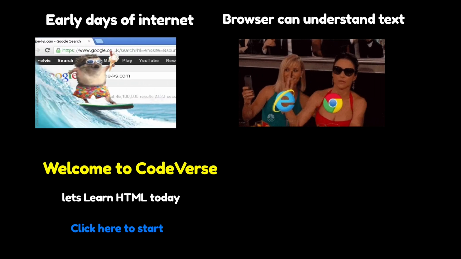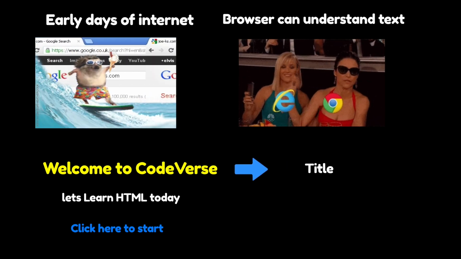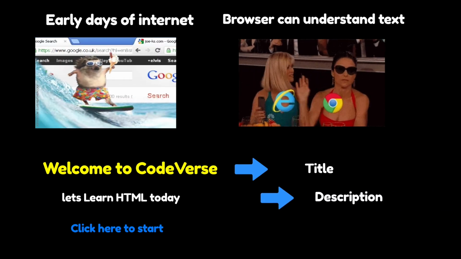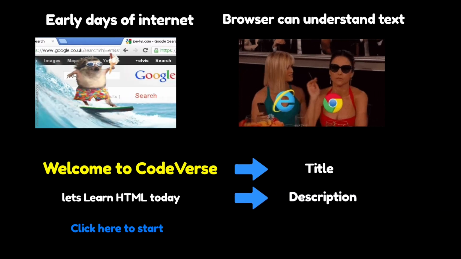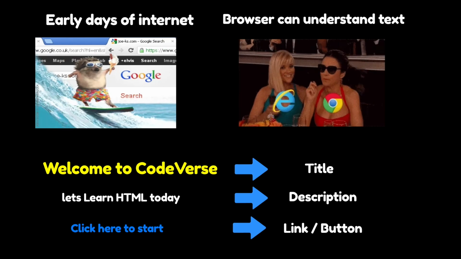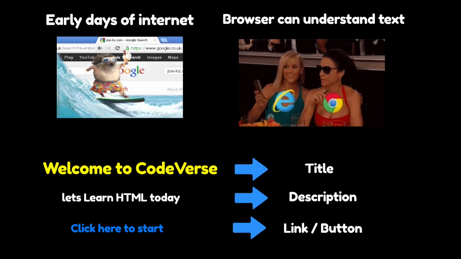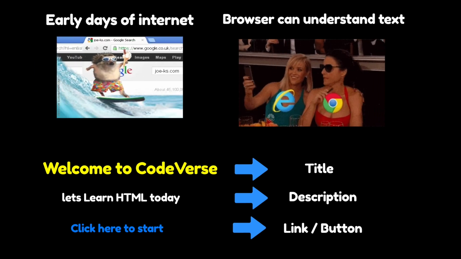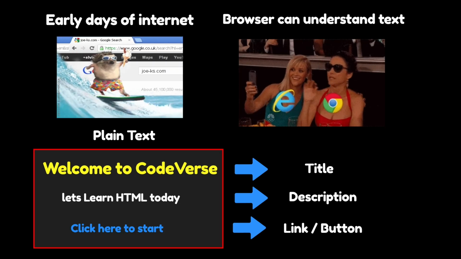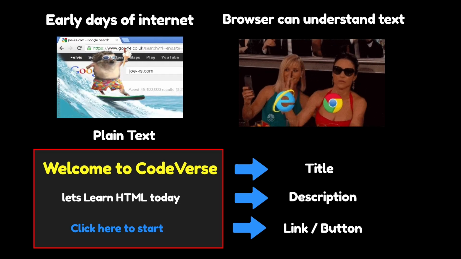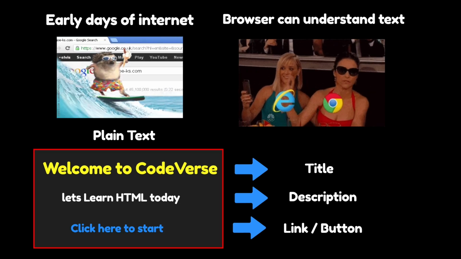As humans, we can instantly understand that "Welcome to the CodeVerse" looks like a title. "Let's learn HTML today" feels like a description. And "Click here to start" should probably be a button or a link. But the browser doesn't think like a human. To the browser, these are just three lines of text. It has no idea which one is a heading, which one is a paragraph, and which one should be the clickable link.